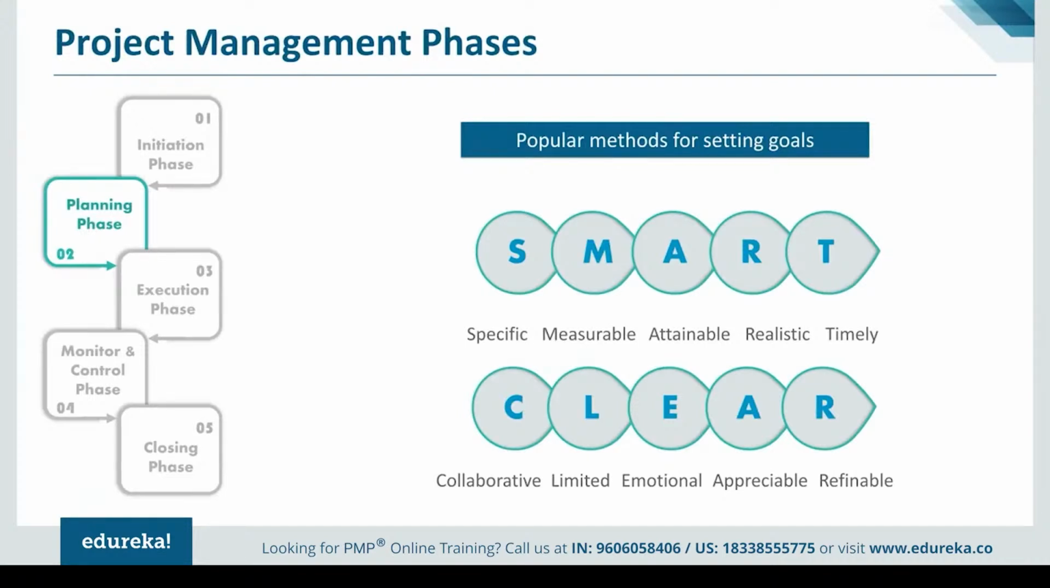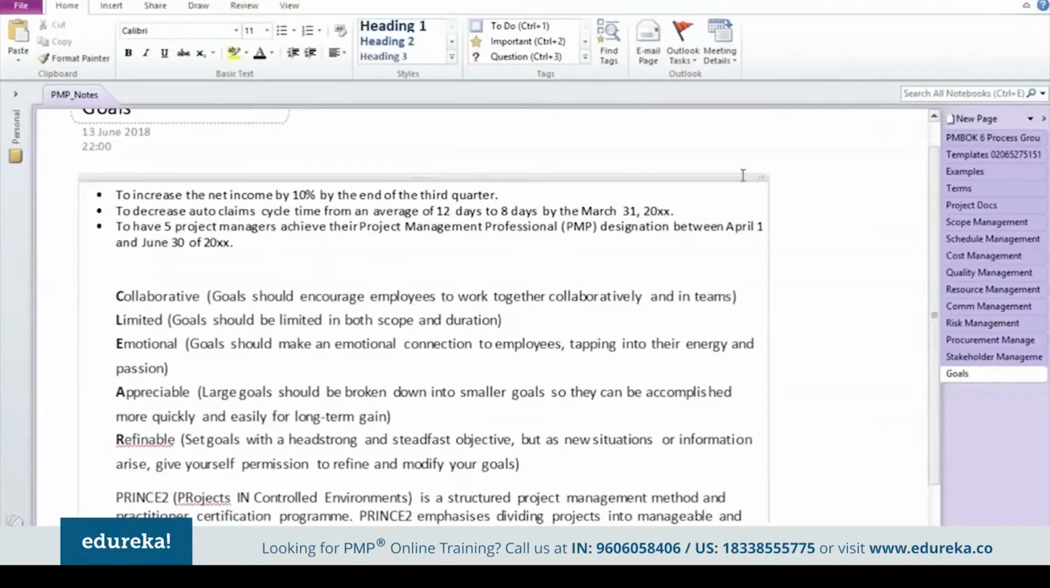Now, many of you may have already heard about SMART goal. It should be specific, measurable, attainable or achievable, realistic, and time bound or timely. Similarly, when you work on a goal, it should also be clear: collaborative, limited, emotional, appreciable, refinable. It shouldn't happen that there is a goal, but people can't really relate to it. We should be able to get everybody, all the team, along. Let's take a couple of examples so that we'll be able to relate to this.